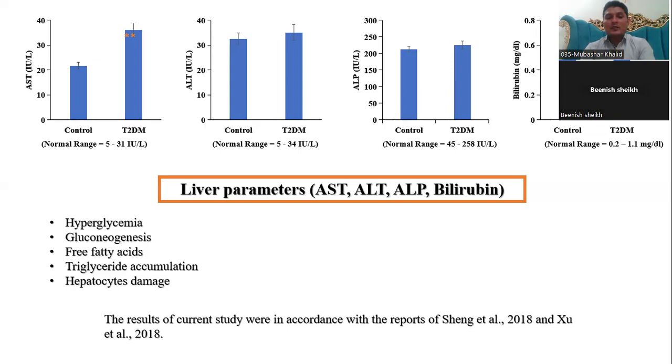So this will not release bilirubin, and bilirubin will accumulate in the hepatocytes in the liver, and then it will move into the circulation and the rest of the body. That's why the level of bilirubin was high in type 2 diabetic patients as compared to controls.